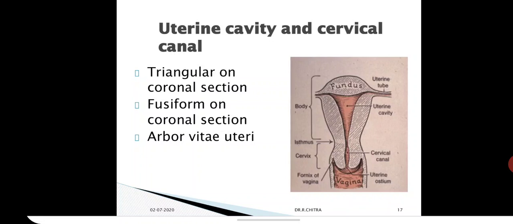Uterine cavity and cervical canal. You can see in the image, the uterine cavity is triangular on cross section. As we told, the fundus does not contain the uterine cavity. The cervical canal is fusiform on coronal section. It communicates above with the uterine cavity through the internal os, and below into the vagina through the external os.